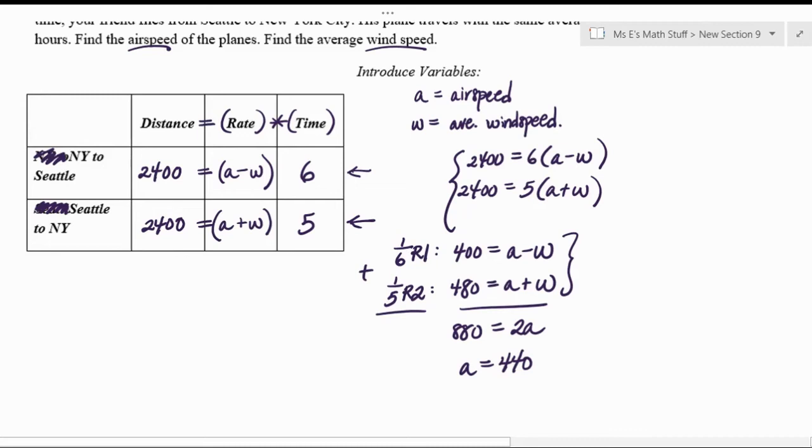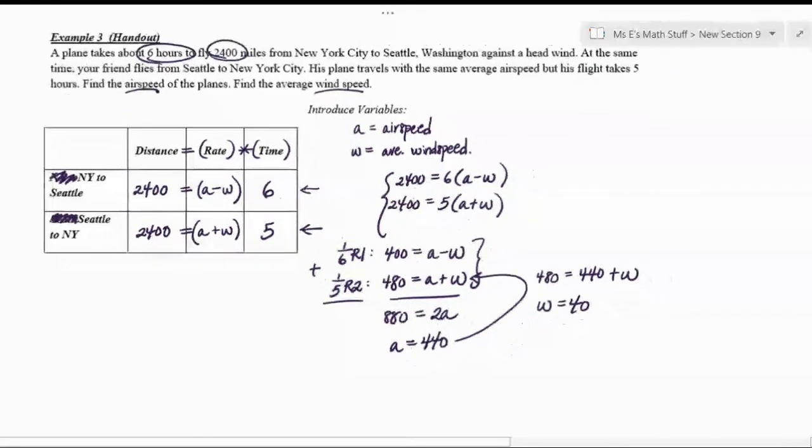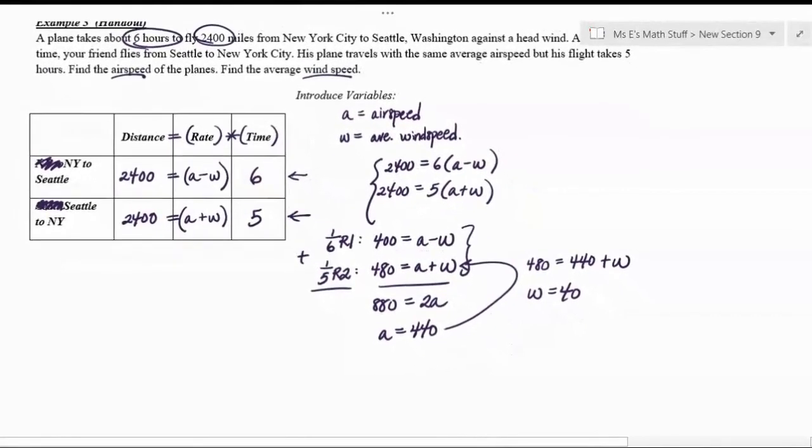I really like this little row right here for that. So you'd have 480 equals 440 plus the average wind speed. Oops, 440, not 444. There we go. And so the average wind speed would be 40. There we go. Don't forget, story problems deserve story answers.